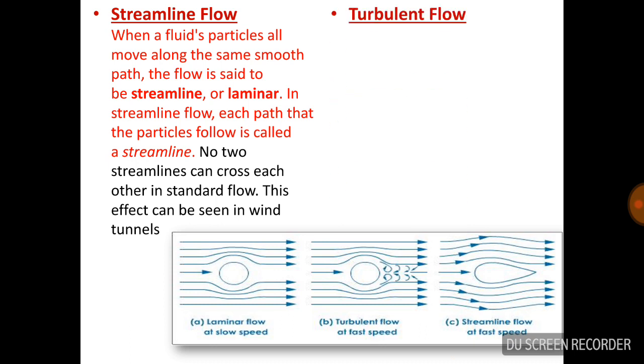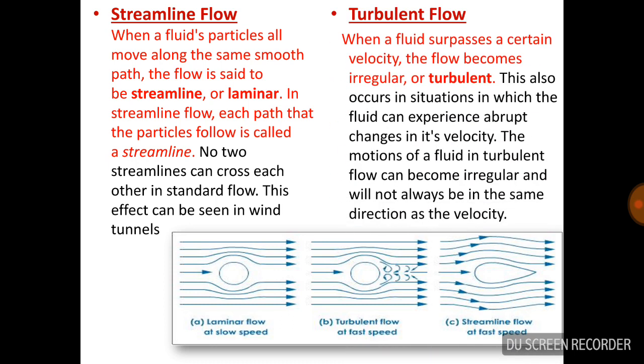Now what is turbulent flow? When a fluid surpasses a certain velocity, the flow becomes irregular or turbulent. This also occurs in situations in which the fluid experiences abrupt change in velocity. The motion of the fluid in turbulent flow becomes irregular and will not always be in the same direction as the velocity. Now what is critical velocity?